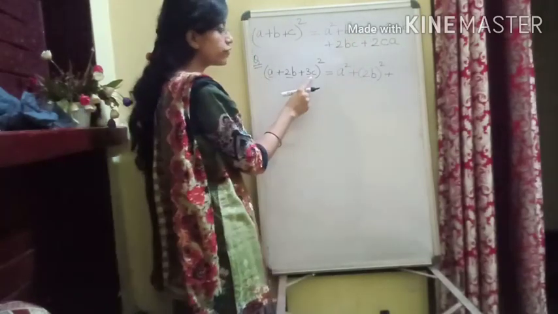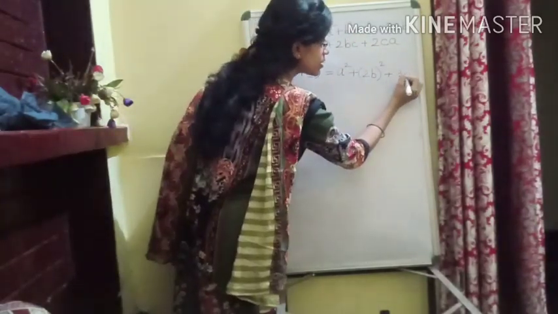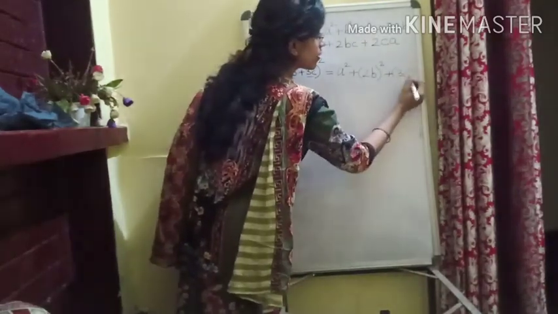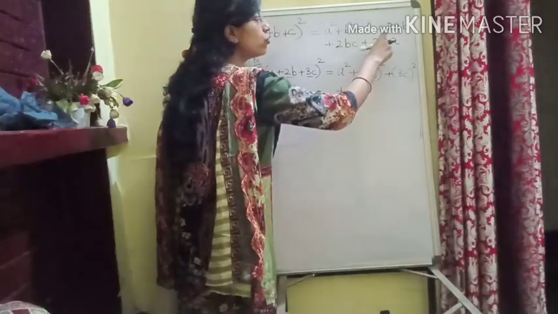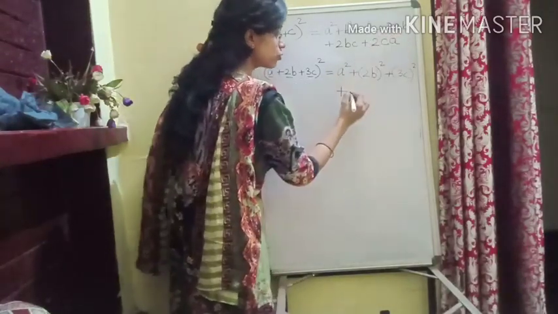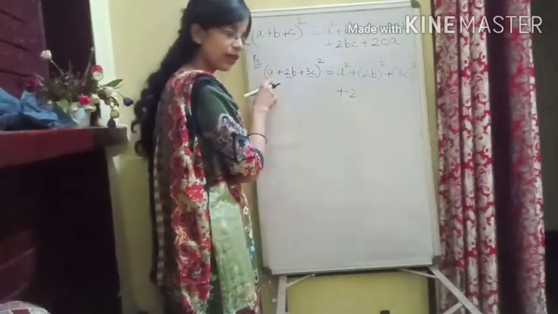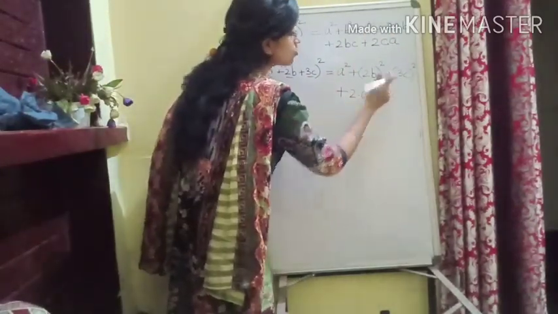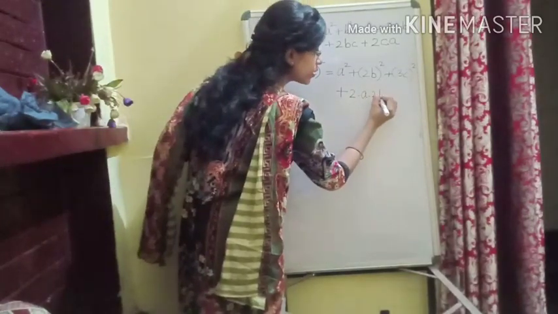What is at the place of c in our question? 3c. So we are going to write 3c and we have to square it. Is it clear? Now plus 2 into a into b. So 2 into a. What is a in our question? A only. Into b. What is at the place of b? It is 2b. So we are going to write 2b.